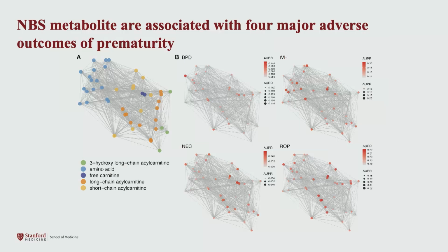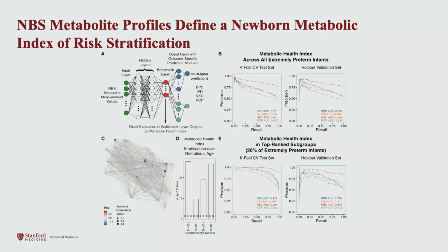In univariate analyses, we found that the 55 metabolites in this panel were associated with 4 adverse outcomes of prematurity that have very grave impacts on the morbidity and mortality of premature newborns. And indeed, we built a deep learning model to be able to risk stratify these 4 adverse outcomes. You can see in panel C that this model really captures a core set of metabolites that encompass the risk that's being expressed in this biological readout.